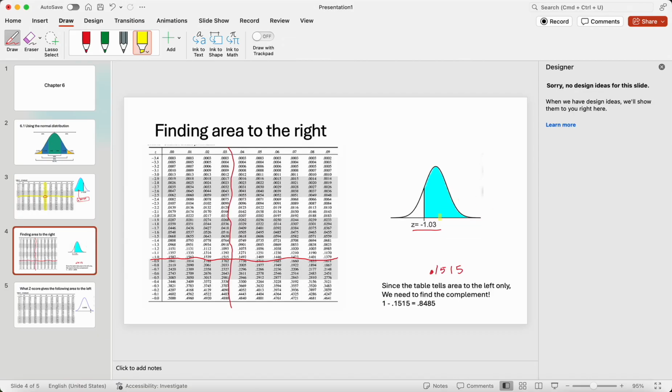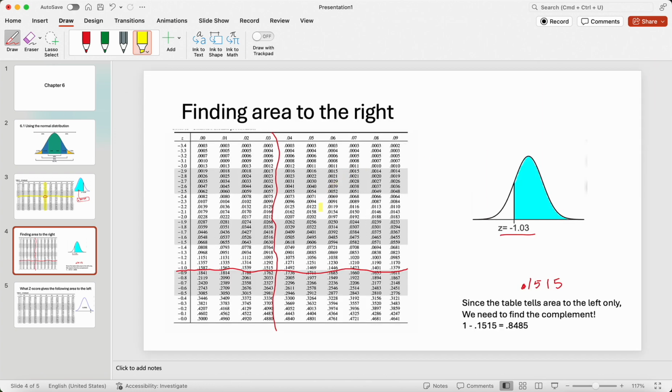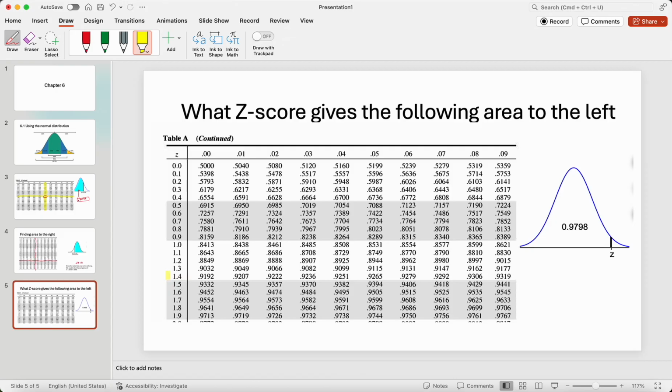Same thing, I had the negative 1.03 as a z-score, so I find negative 1.03. Again, I know that's small, but zoom in on the video if you can. You get the idea. The 0.1515 is what we were looking for, but we had the z-score, we had the ends, and we looked in the middle. Well, now, what are we doing? We're going in the exact opposite order.